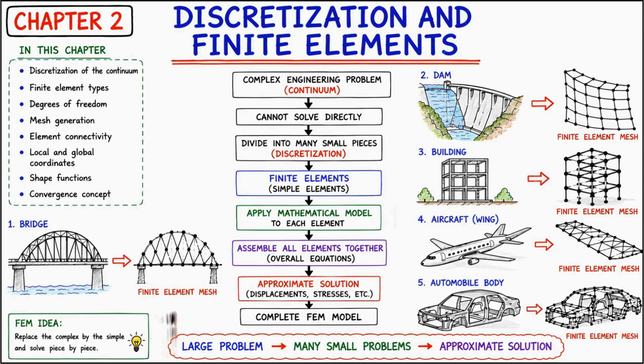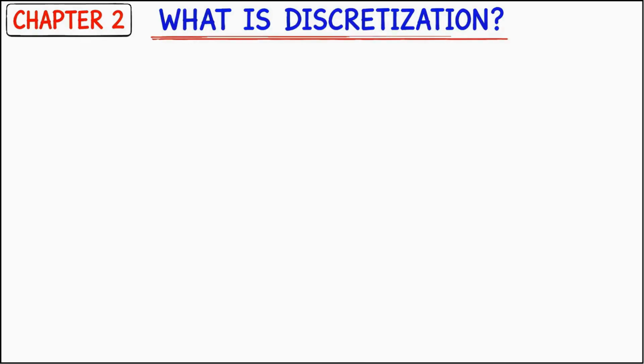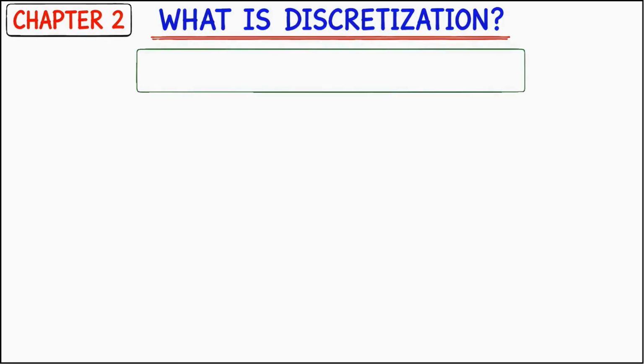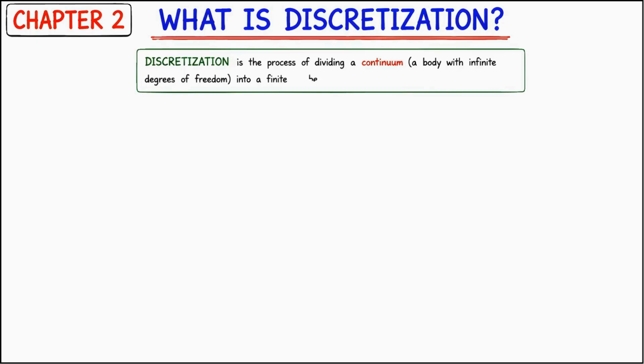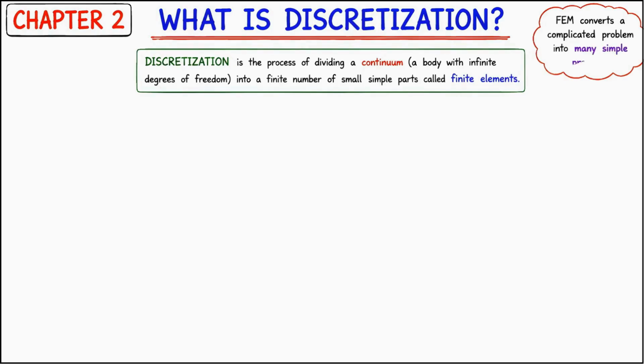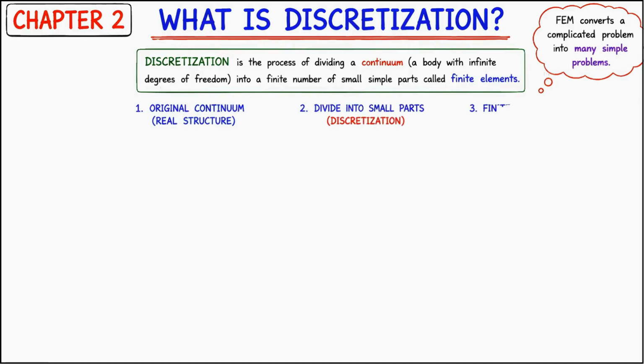Now that we understand the overall idea, let us study the first step in detail. What is discretization? Discretization is the process of dividing a continuum into a finite number of small parts, called finite elements. But what exactly is a continuum? A continuum is a real engineering body that behaves as one continuous object. Since every point inside the body can deform, it theoretically has infinitely many unknown values. Solving an infinite number of unknowns is impossible, so we divide the body into a manageable number of elements.